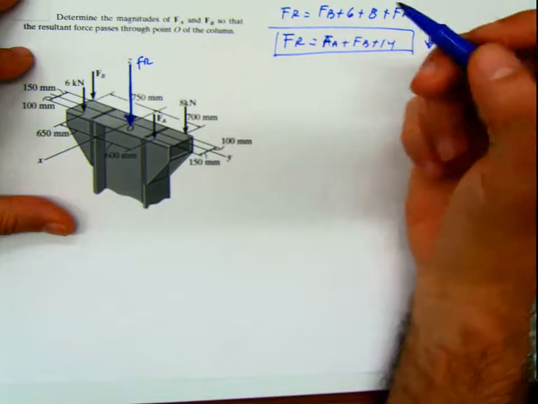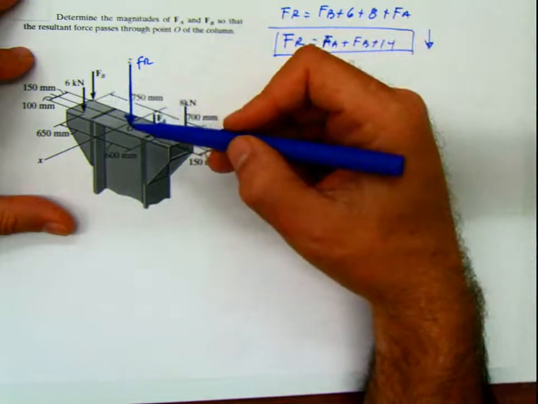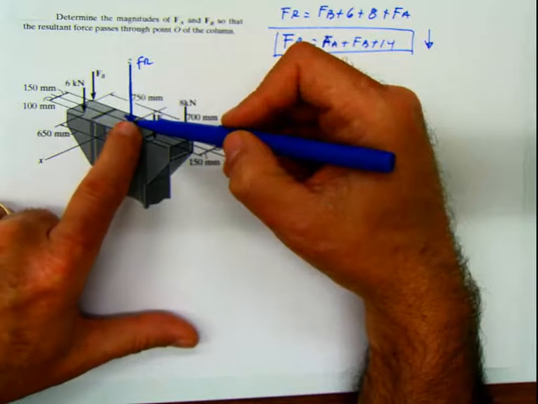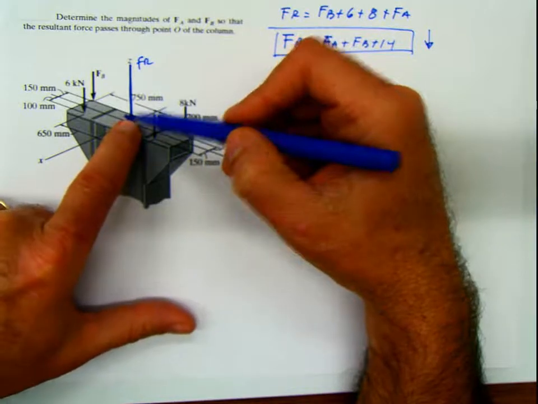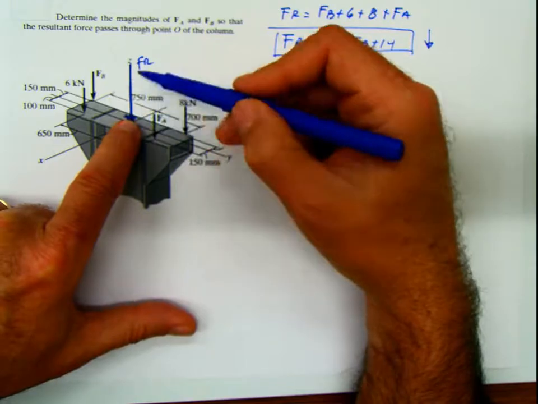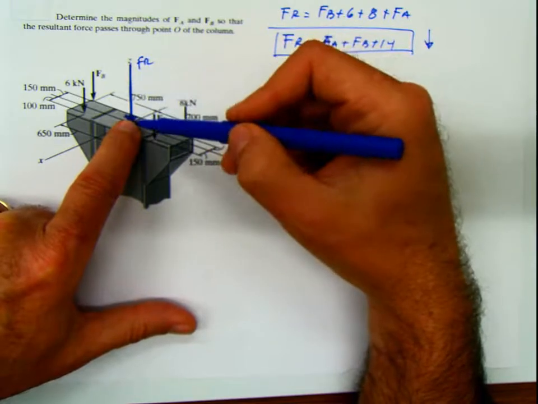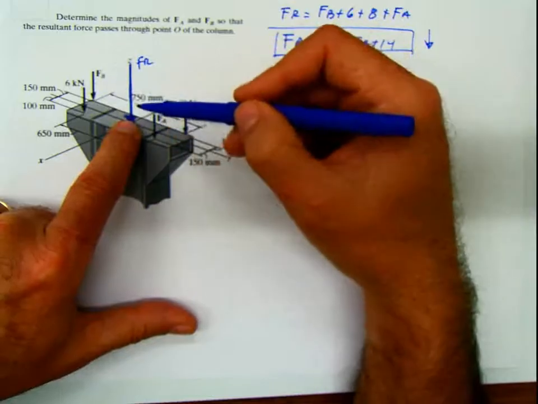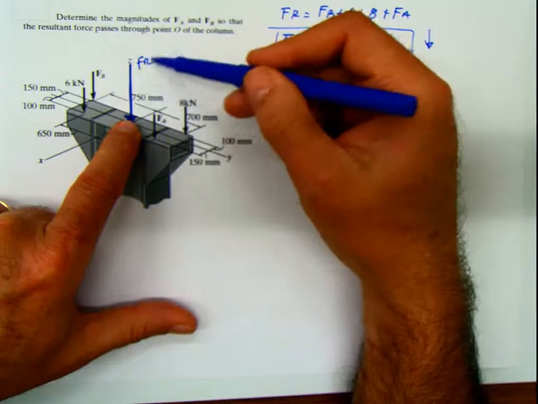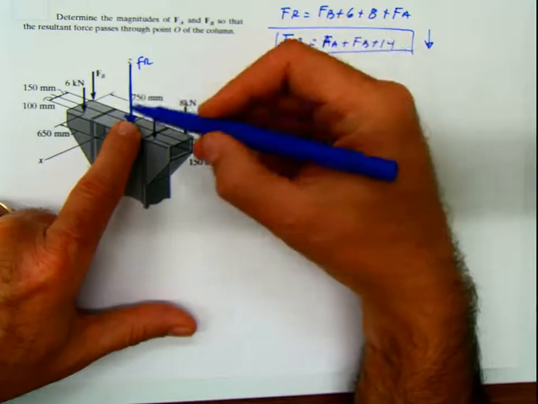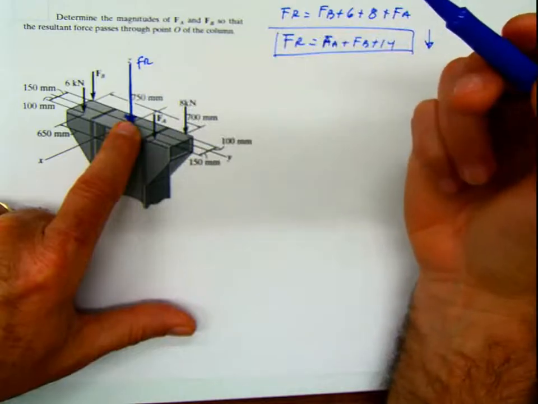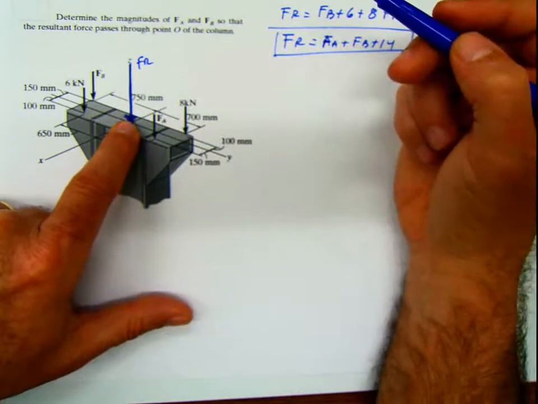I also know that if I do summation of moments with respect to this point, it has to be 0. Why 0? Because the resultant force passes through that point, so the moment that the resultant force produces with respect to that point is 0, and that equals the summation of the moments of the rest of the forces. That's a huge piece of information that we have.